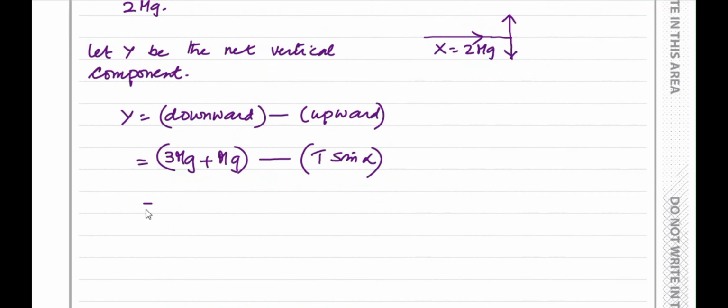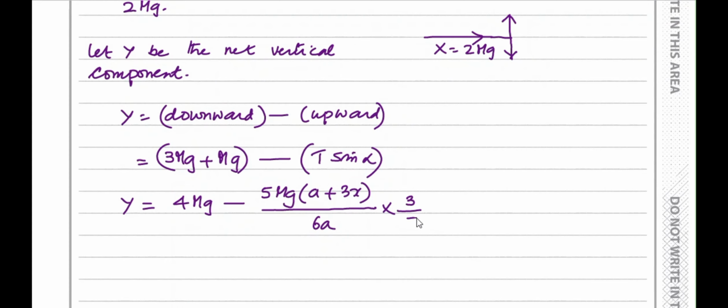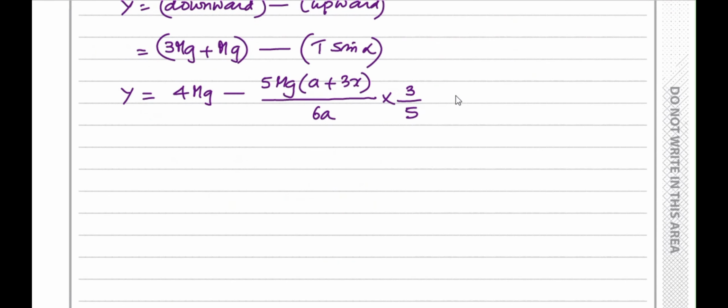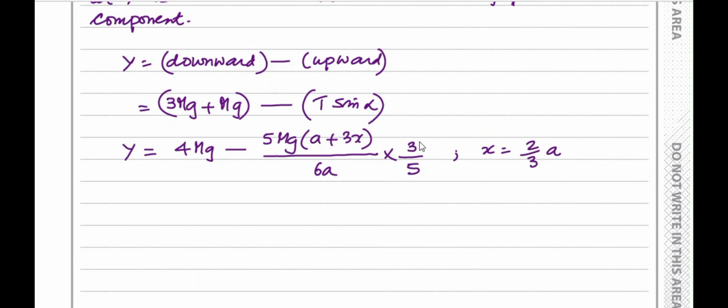Let us now substitute with the values known to us. So y component is equal to 4 mg minus the T was calculated by us as 5 mg(a + 3x) all over 6a, right? Times sine alpha is 3 over 5. Also we know that x is equal to 2/3 a. Now we will cancel this 3 with this 6 and put 2 here, this 5 and this 5, and we will also substitute x is equal to 2/3 a in this spot.